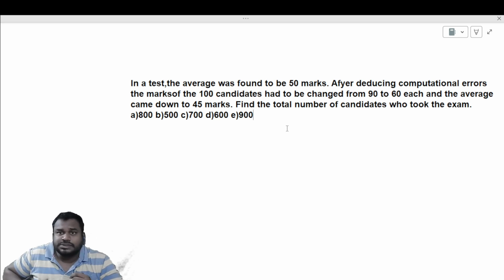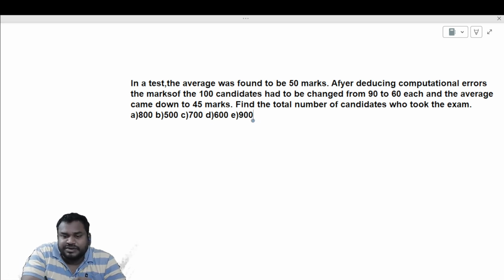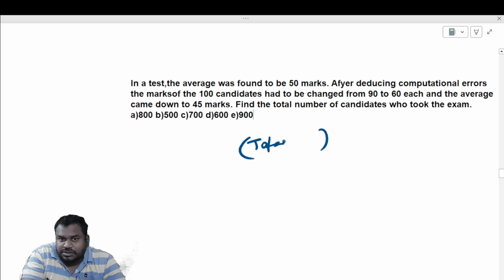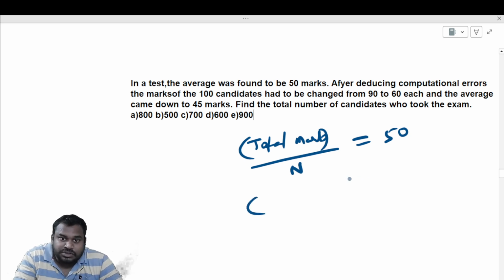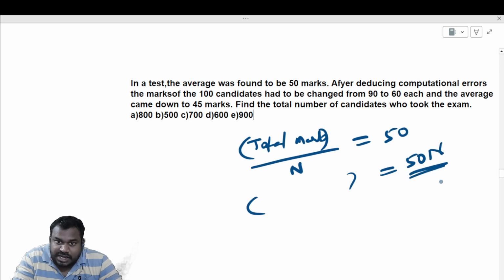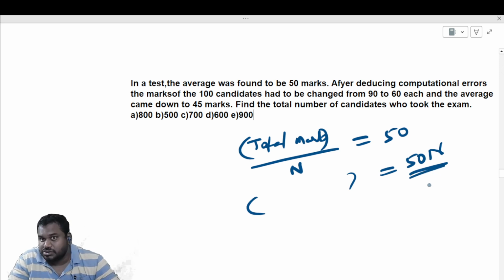First, I'll assume the average as K. So how do I get the average? By calculating the marks of all the students, the total marks. How many students are there? I don't know. I'll assume it as N, and the average is given as 50. So from this, the total marks is equal to 50N. But are these the actual marks? No.